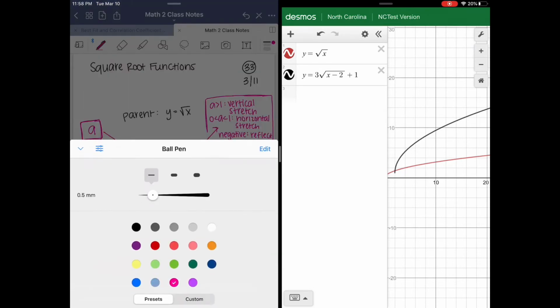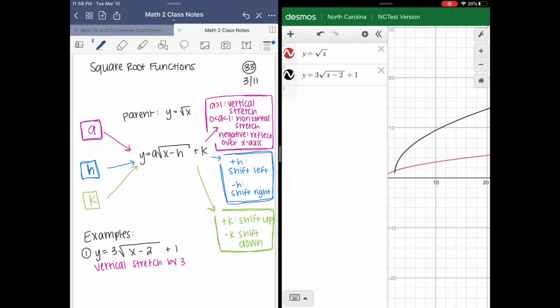The h value, we want to know how that has affected it. So our h value, since it says minus 2, that means we're moving right 2. And the k value plus 1 tells us that we've moved up 1.